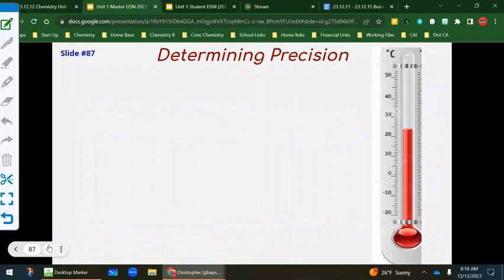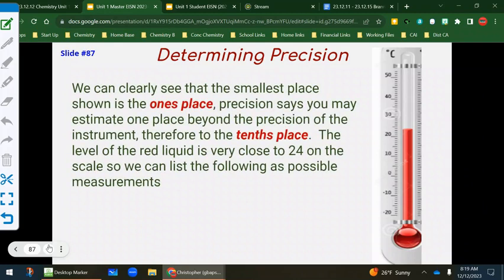Now the question you ask yourself is, between 10 and 20, are there enough marks so that you can find 11, 12, 13, 14, 15, all the way to 19? Are there enough marks here? Yes. So now we're in the ones place. Now, between 11 and 12, are there any marks on this? No. So what place is this reading to? This is reading to the ones.